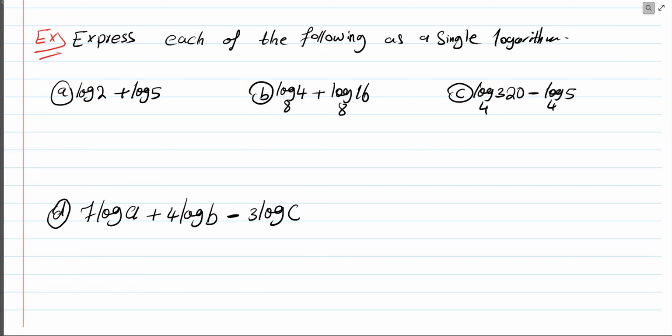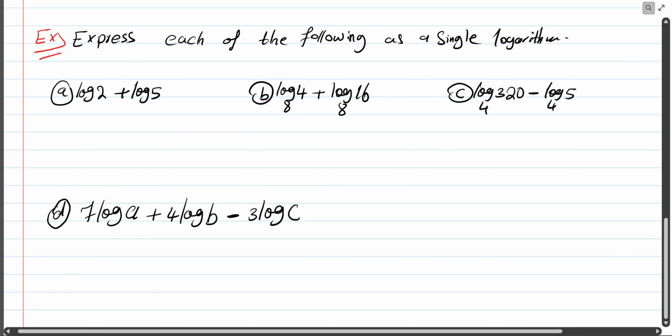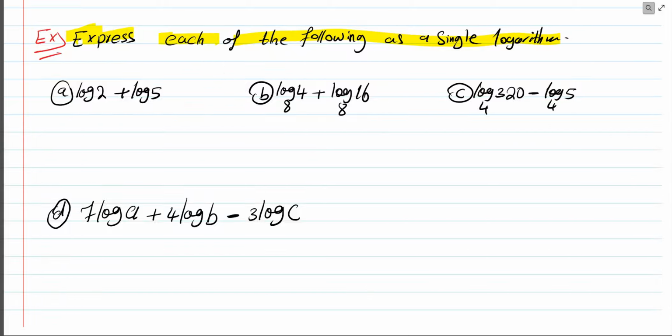Okay, dear students, in this example we are asked to express each of the following as a single logarithm. In all of these we have 2 or 3 logarithms, so we need to simplify or write them as a single logarithm. In the first one there is no base written, which means the base is already 10. So this is addition by the first property.